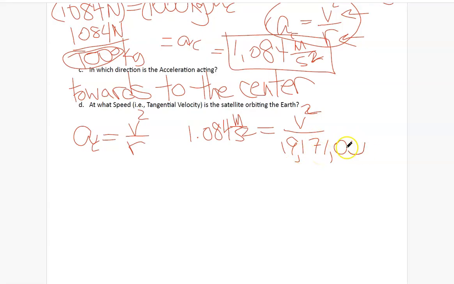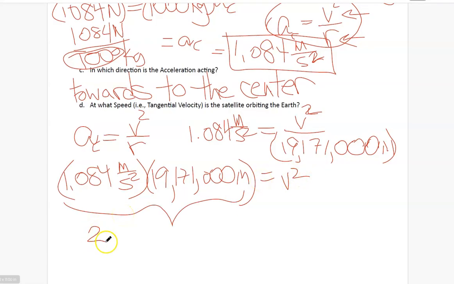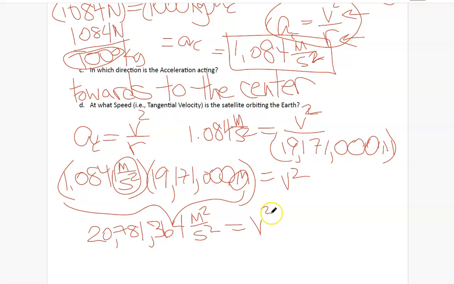19,171,000 meters. Multiplying both sides by this value, we get 1.084 meters per second squared times our 19,171,000 meters, and that will equal our velocity squared. Multiplying these numbers together, we get 20,781,364, and we're multiplying meters times meters per second squared. That gives us meters squared per second squared equals our velocity squared.